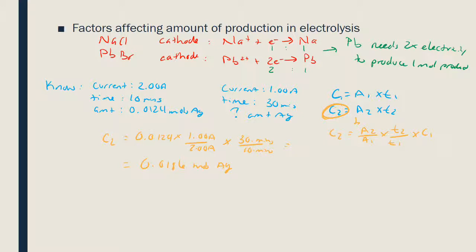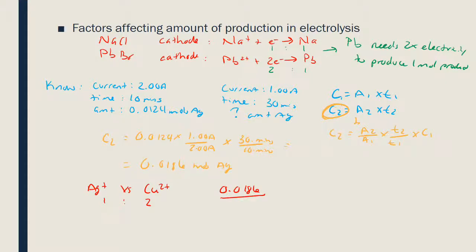Now, we've been working with silver. What if we change it up? We had silver above, and now we want to look at copper. It has 2 electrons, so this is a 1 to 2 mole ratio. Same problem as above, right? Say we're making 0.0124 moles of copper, but now we have 2 electrons instead of 1 electron. So an easy way to look at this is we take that 0.0186, right?